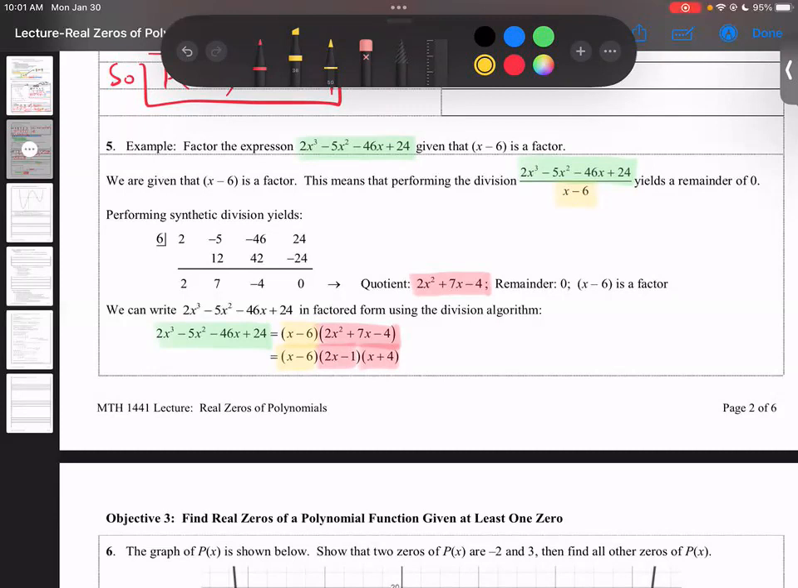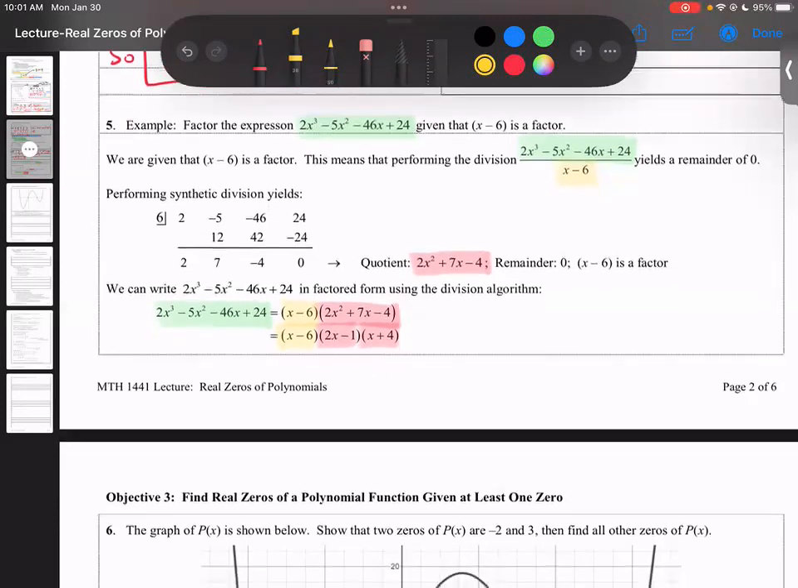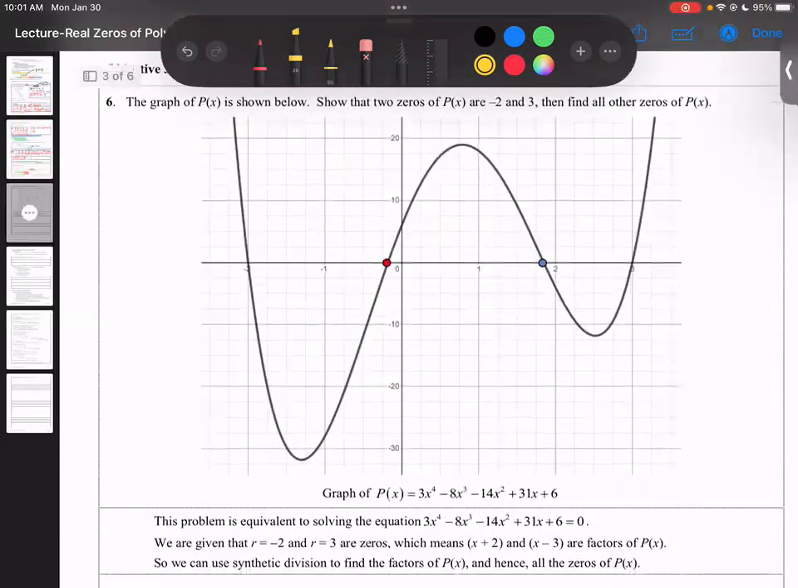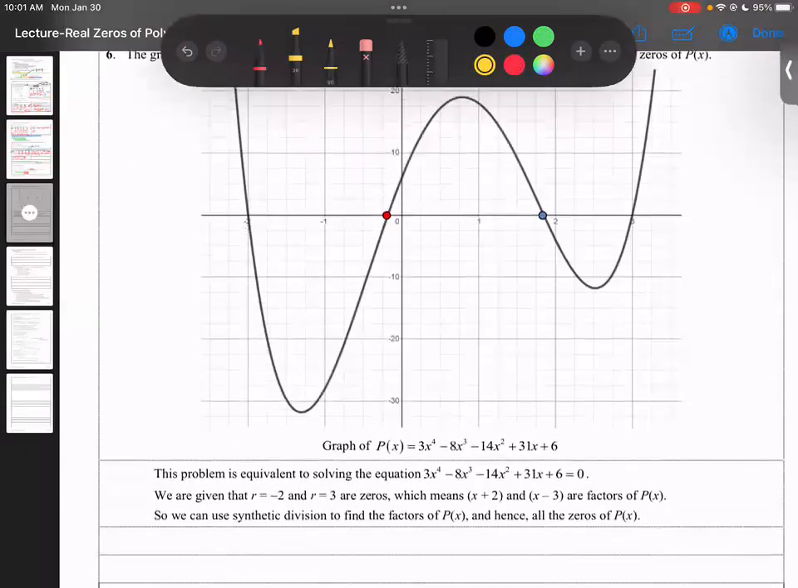So that's how we're going to do it. We're going to find the zero, use synthetic division to keep reducing your polynomial, and then just keep reducing until you have factored form. That brings us to problem 6.